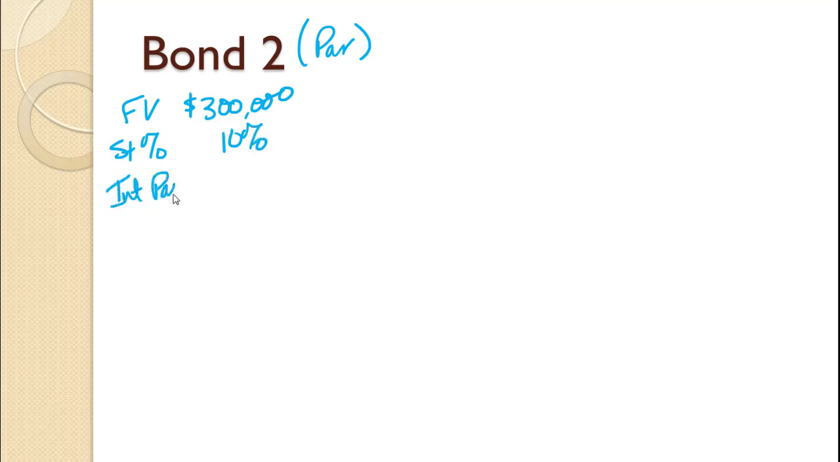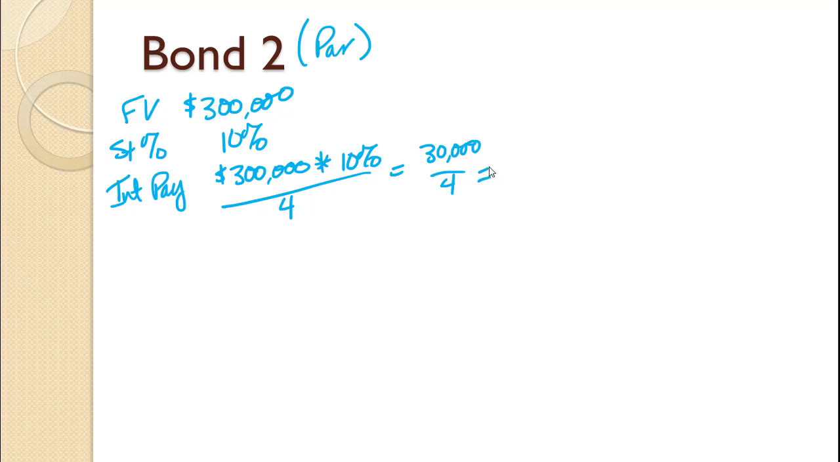The interest payments: $300,000 times 10% divided by 4, because they're quarterly payments. So this is 30,000 divided by 4 gives me interest payments of $7,500. And just like I did last time, I'm going to scribble this out because I don't want to accidentally use that interest rate anywhere else. And it's a 5-year bond. Payments are made quarterly, so I will have 20 payments or periods total.